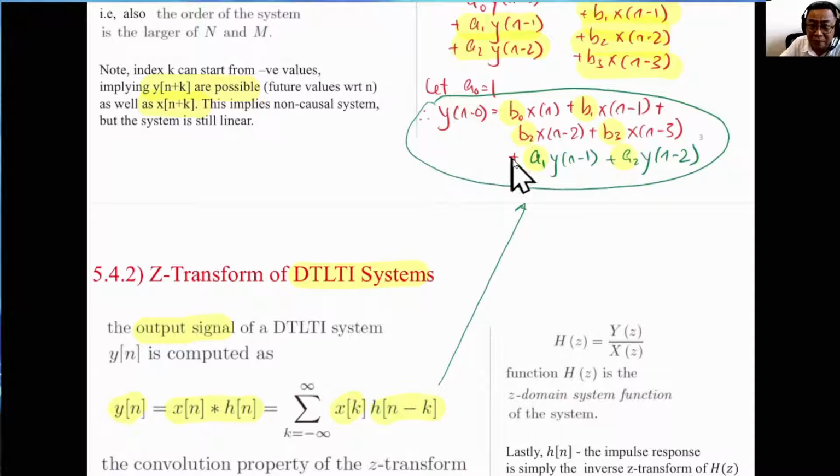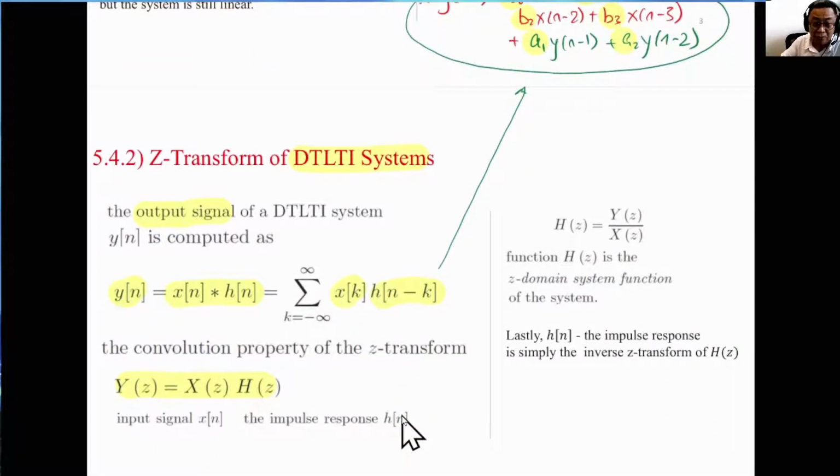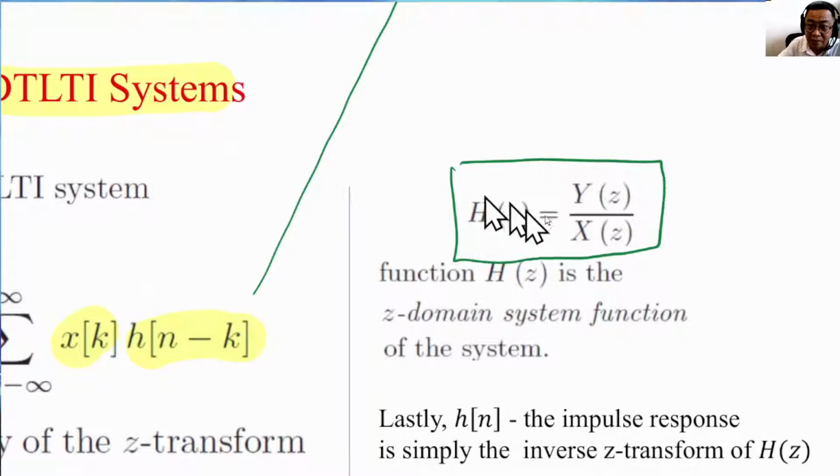So if this system is relaxed, that means all initial values are 0 and we start to pump in x, then we can also write the same output as convolving x with the impulse response. Remember that the impulse response is always computed in the relaxed condition. Let's try to find out what h of n is. We know that h of n corresponds to H of z in the frequency domain, and therefore H of z is simply Y of z over X of z.